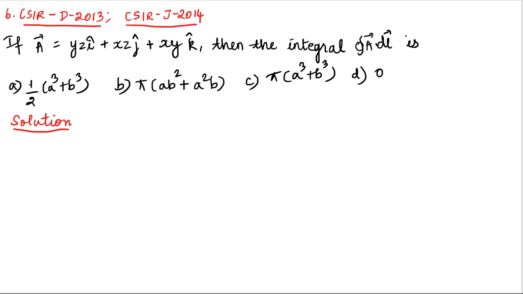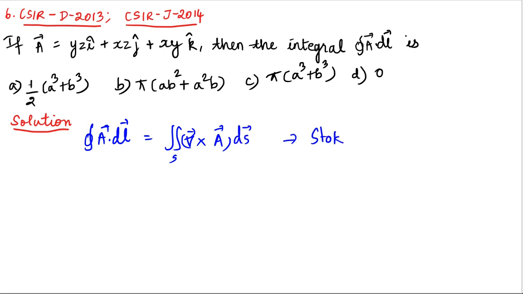So let us see the last problem of the session. Here a vector is given and we have to find the integral of A vector dot dl vector. So if you see this line integral, you can directly convert this to a surface integral using Stokes theorem. So this will give you del cross A. Yes, so this is from Stokes theorem. So now we have to just find del cross A. That will give you the answer.